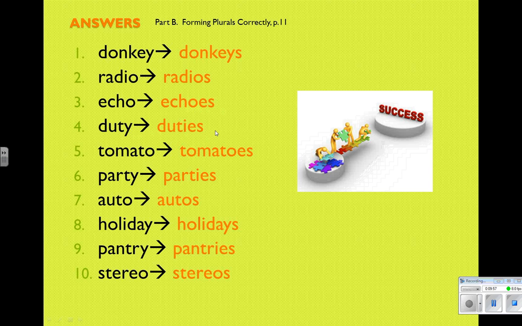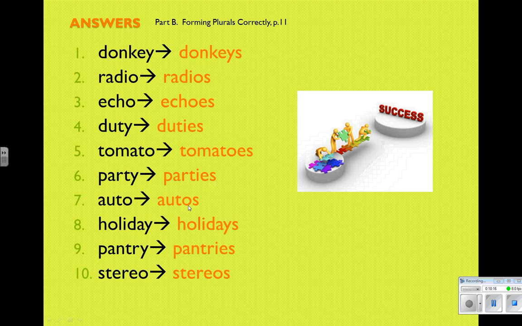For duty, we had a T before the Y, so we change it to IES. Tomatoes, we have ES because we have a T before the O. We had a T before the Y in party, so it becomes parties, IES. Autos, you have a T before the O.